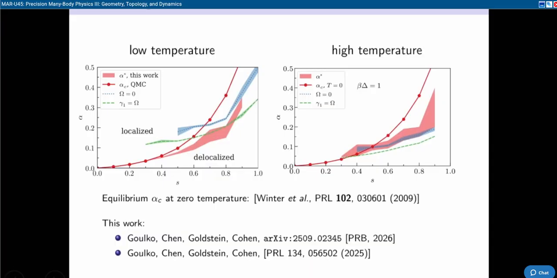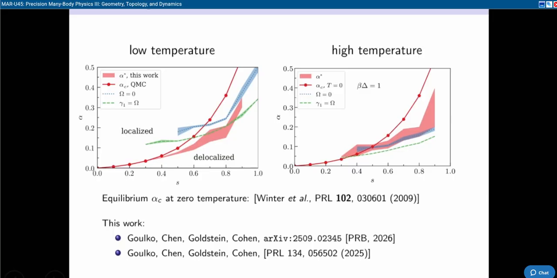To summarize my results, we can draw a phase diagram at low temperature and at high temperature. This shaded region here is our error band, our confidence interval for alpha star, which is the transient dynamical localization transition. It agrees quite well with the equilibrium transition coupling at small values of s, but not at larger values of s. We also see the two lines here for the two mechanisms of the loss of coherence. As we increase temperature, the system becomes more delocalized, so this region moves down, but the error bar that we have is quite large, so it's a little bit hard to tell.